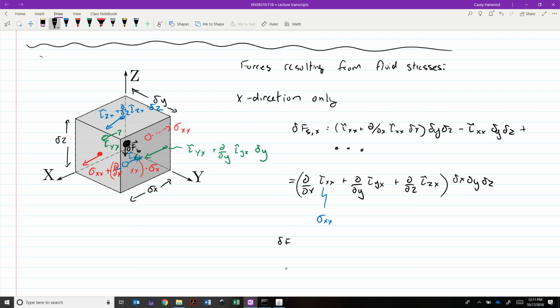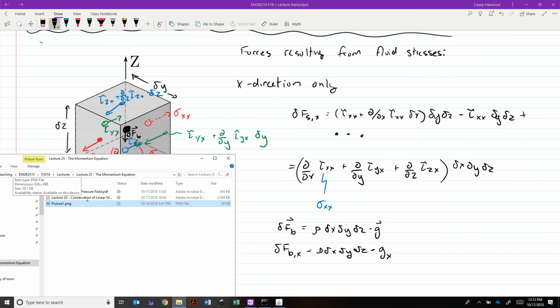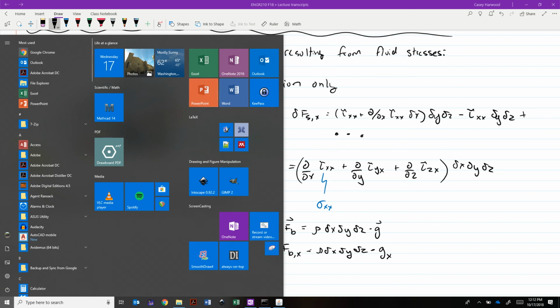We say that delta FB is equal to the mass, delta x, delta y, delta z. So density times volume times the gravitational acceleration. And so we could write delta FB in the x direction, because we're looking at the x direction only, rho delta x, delta y, delta z, times the x component of our gravitational acceleration. I'm zipping through this pretty quickly, I apologize, but I've got a way that wraps this up fairly nicely, if I can get PowerPoint to play along.